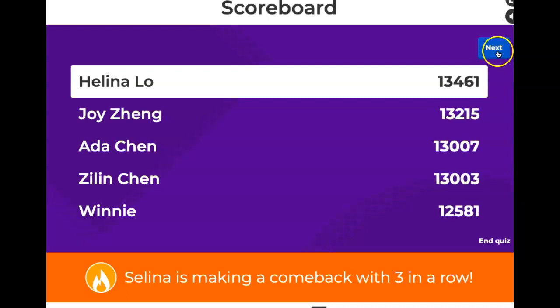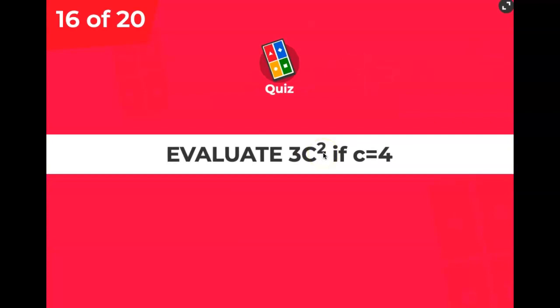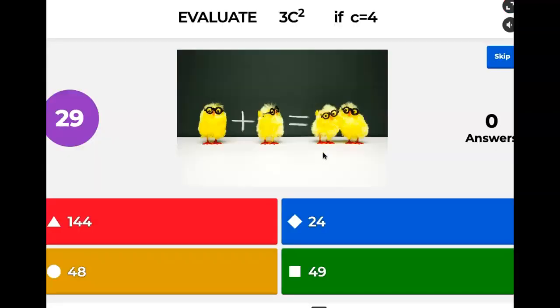Helena said, oh, no one changed position, keeping it up. Question 16, far away to go. Here, be careful again. 3c to the power of 2. What will it be if c is equivalent to 4?